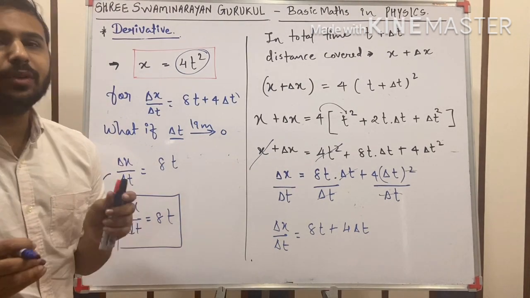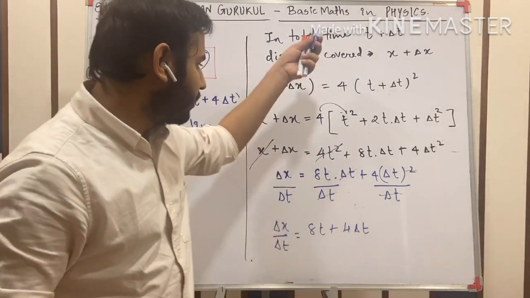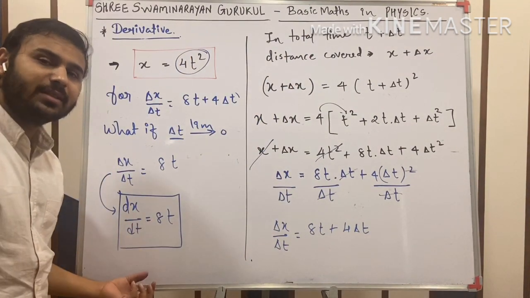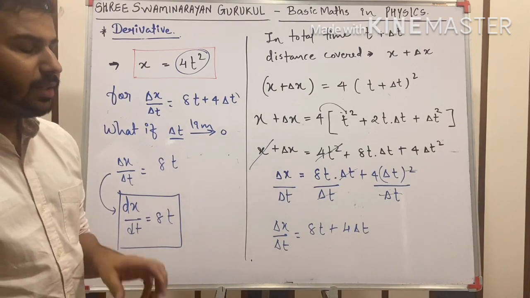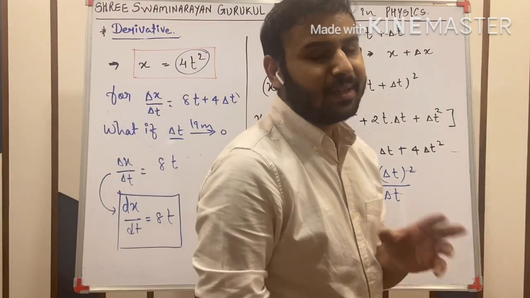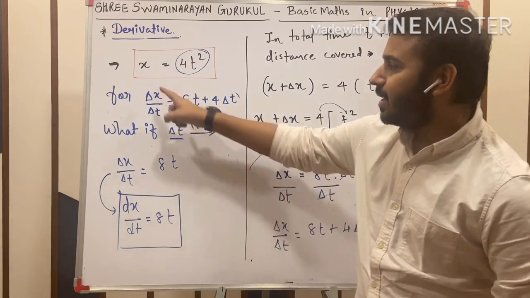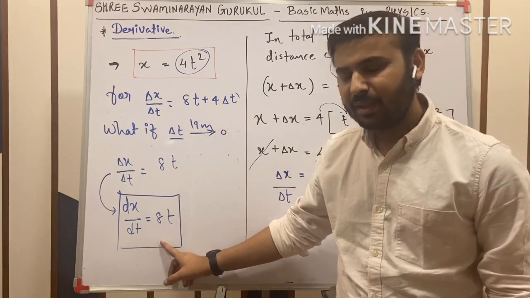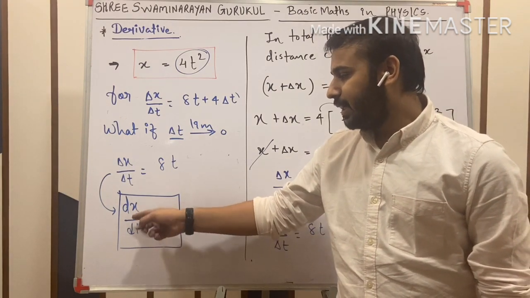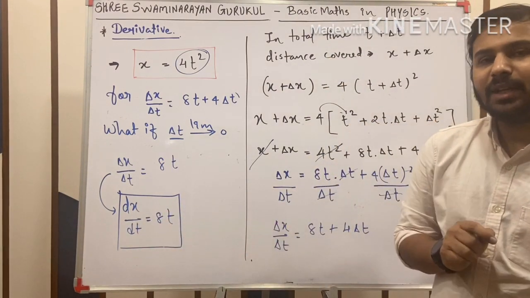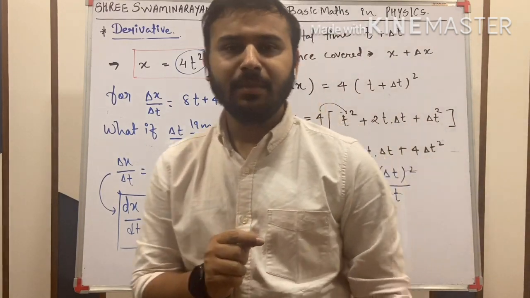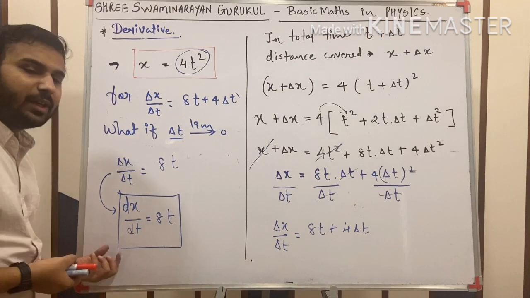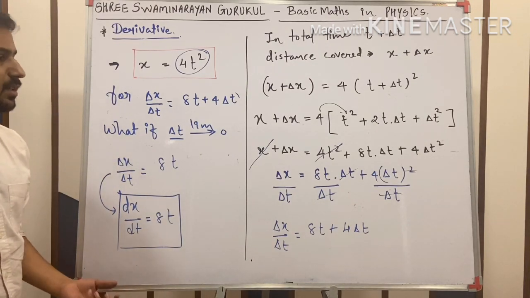But every time you don't need to do this whole derivation. I'll give you a simple formula. With the use of that, you can solve differentiation. Right now I'm explaining this: delta x upon delta t is average velocity. This is called instantaneous velocity. This is dx upon dt for an extremely small interval of time. So dx upon dt is called instantaneous velocity.